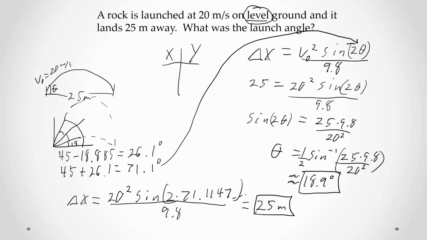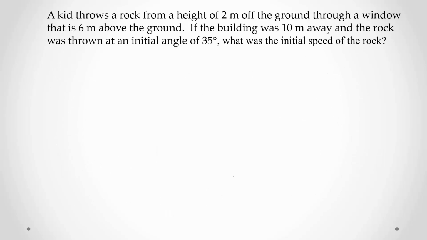So in situations like this, there will always be two angles that satisfy these conditions. All right, let's look at one more problem. A kid throws a rock from a height of 2 meters through a window that is 6 meters above the ground. The building was 8 meters away. The initial angle is 35. What is the initial speed of the rock?